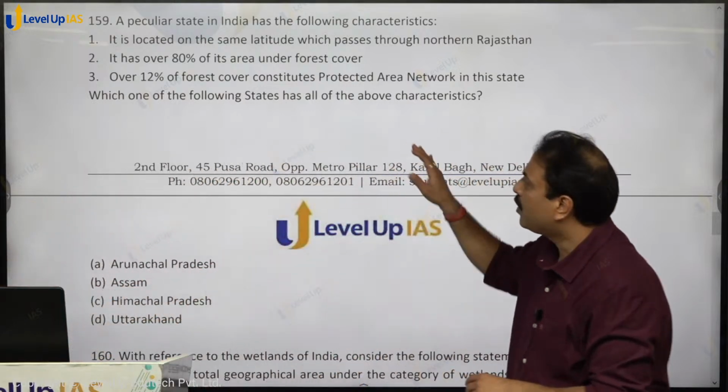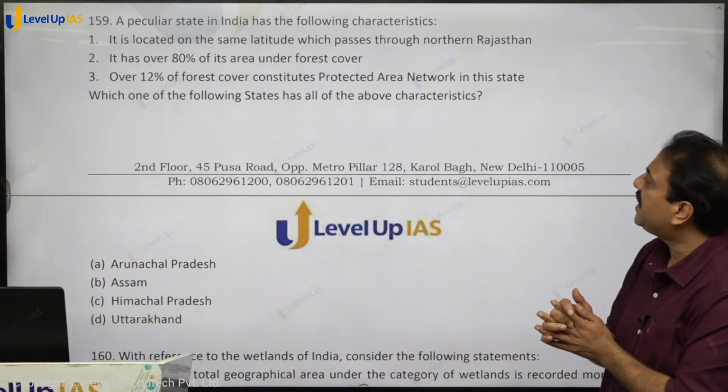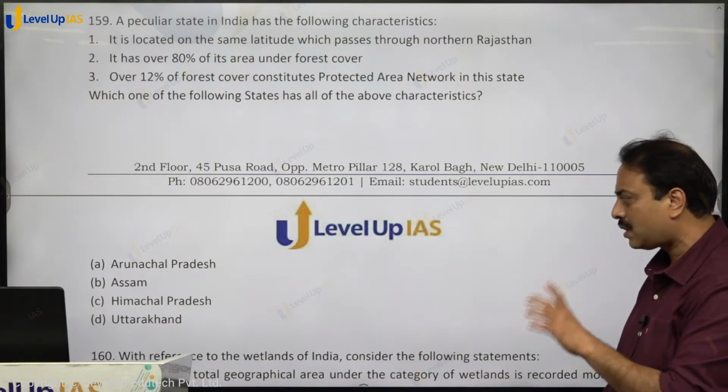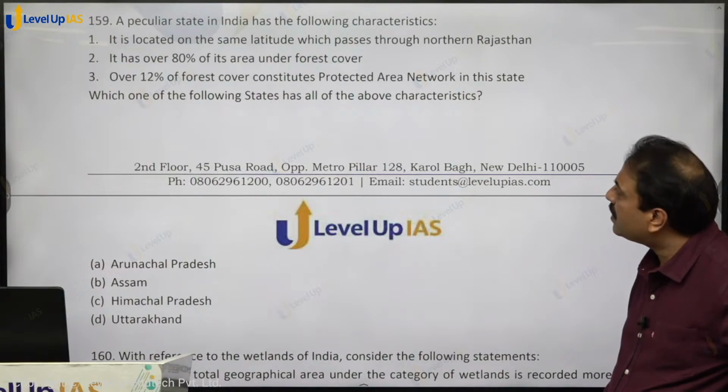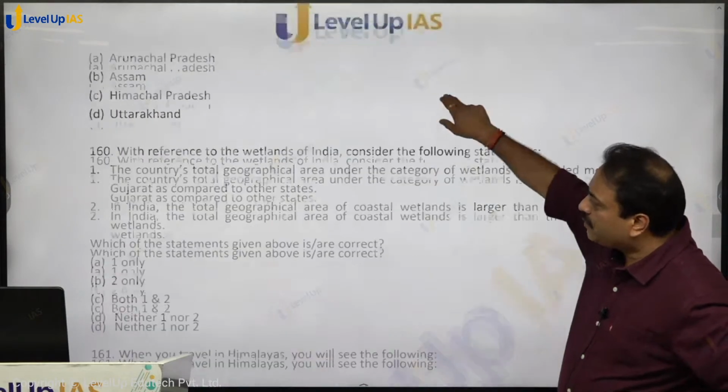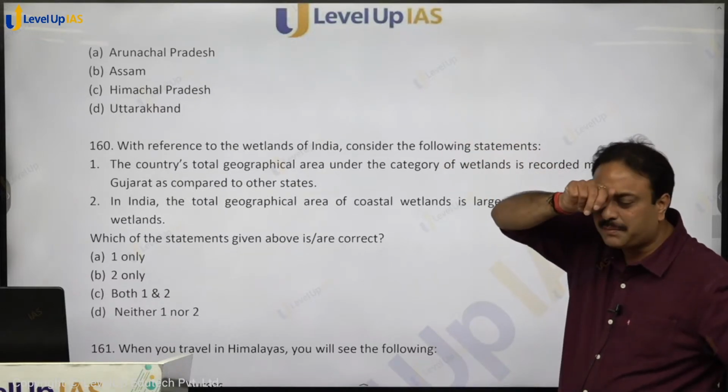Now here, have a look over here. A peculiar state in India has the following characteristics. Four options are given: Arunachal, Assam, Himachal, Uttarakhand. It is located on the same latitude which passes through northern Rajasthan. Which of these 4 states can be ruled out as per that statement?